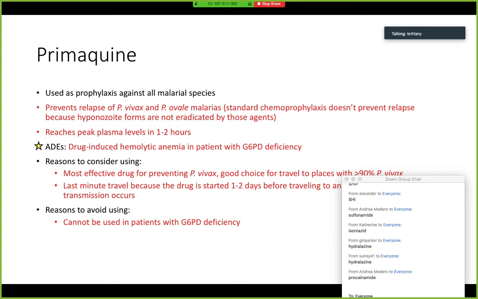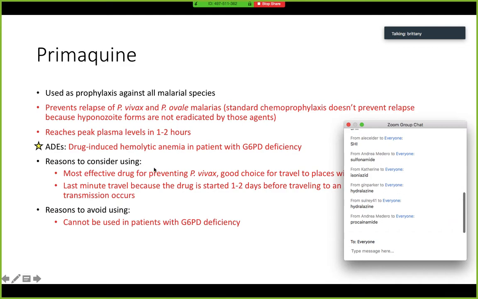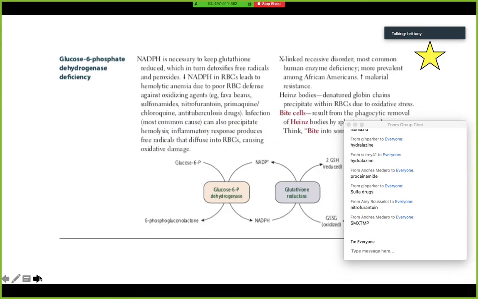And then important to know are your drugs that have an adverse effect of drug-induced hemolytic anemia and G6PD deficiency. Do you guys remember what are some other drugs that we've talked about so far that also have this risk? So Primaquine, and then what else? Can you get drug-induced hemolytic anemia in patients with G6PD? Right, sulfur drugs and nitrofurantoin. Exactly. So keep that in mind for tomorrow.